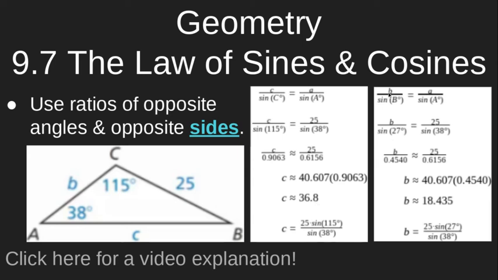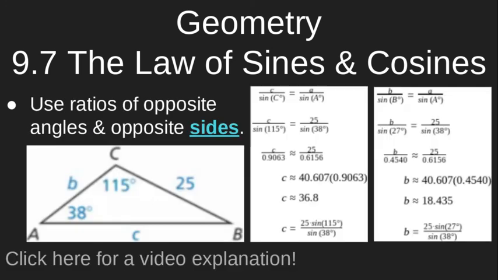And then very similar for finding B. B is opposite. Now that angle's not shown, but if you do 180 minus 115 minus 38, you know that angle B is 27 degrees. You set things up similarly. You get the ratio of that side length and the angle that's opposite. Cross multiply and you get 18.435.